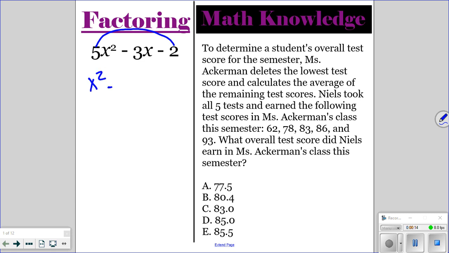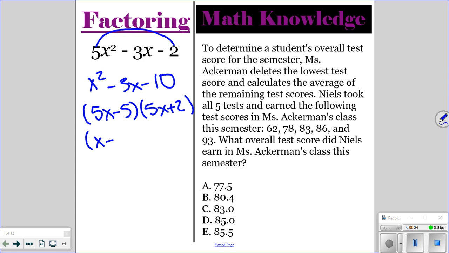You're going to do x squared minus 3x minus 10, and then you're going to have 5x minus 5 and 5x plus 2. From there, you're going to reduce the first one, so you're going to have x minus 1 and 5x plus 2 for your final answer.